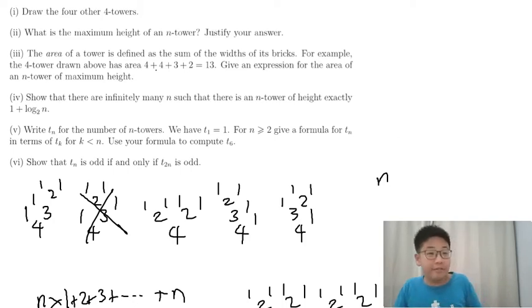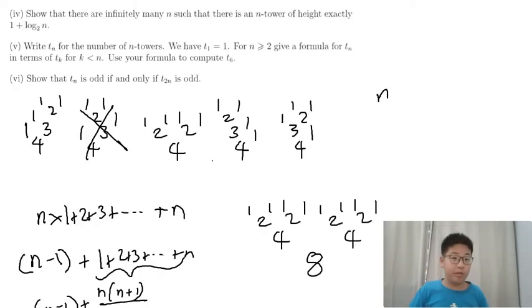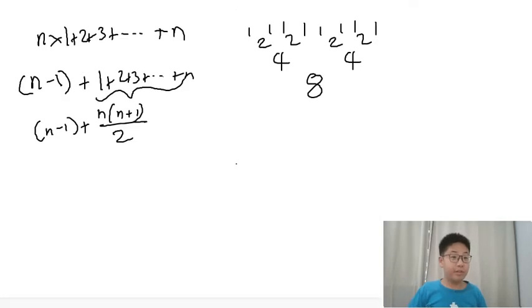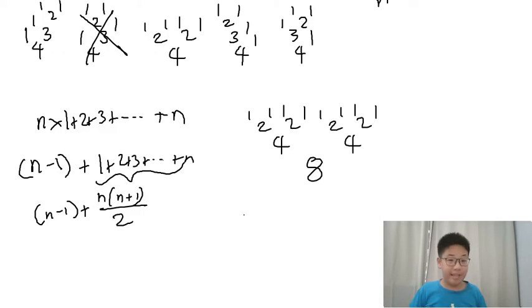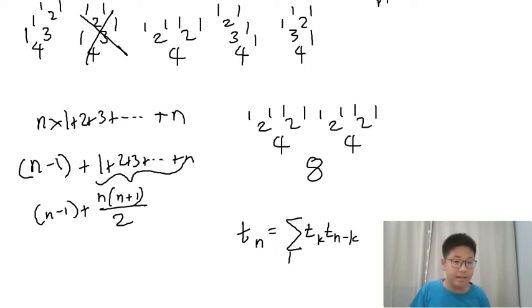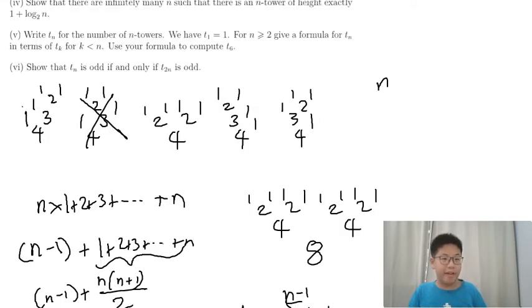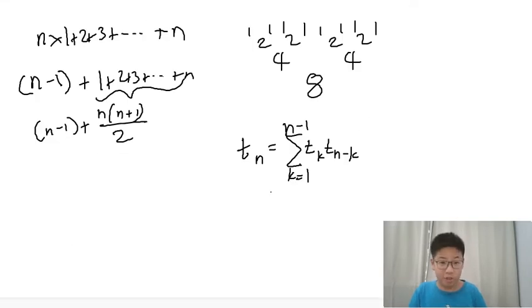So write Tn for the number of n towers. We have T1 is 1. For n greater than or equal to 2, make a formula for Tn in terms of Tk for k less than n. Tn equals the sum of Tk times Tn minus k, for k equals 1 to n minus 1. This is easy to show because you can have 4 is 1 plus 3, 4 is 2 plus 2, 4 is 3 plus 1, and so on.